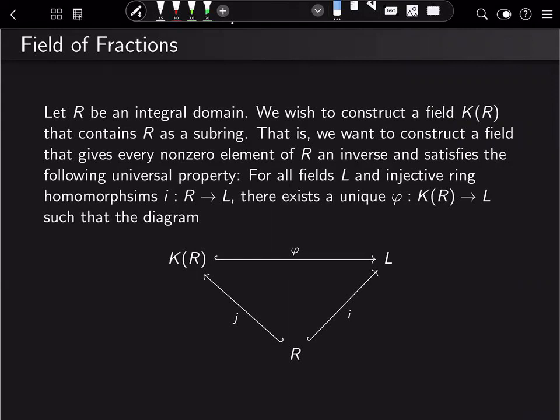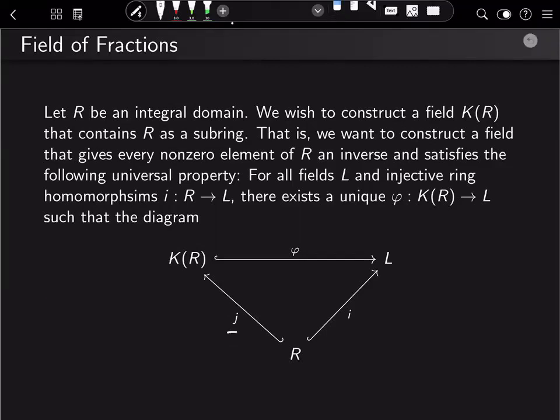So we want K of R to satisfy the property that for all fields L and all injective ring homomorphisms from R to L, there exists a unique ring homomorphism, well, this would be a field homomorphism, from K of R to L, such that the following diagram commutes. This J we will define later on.